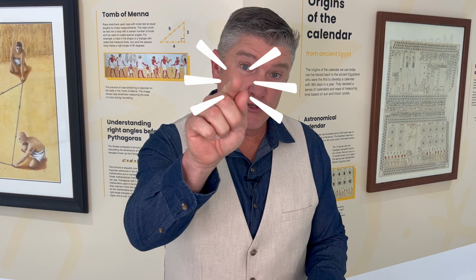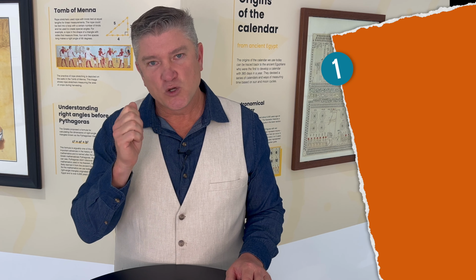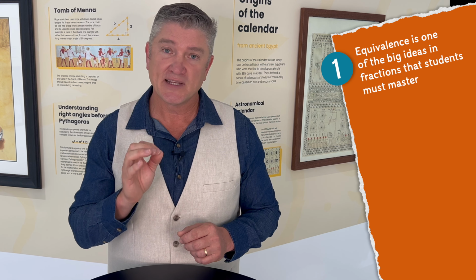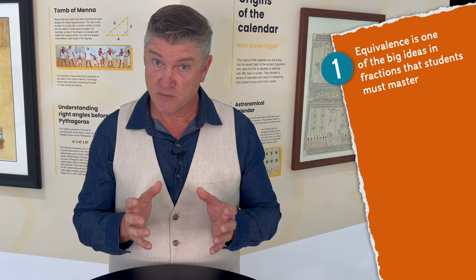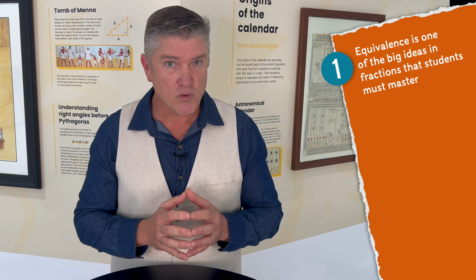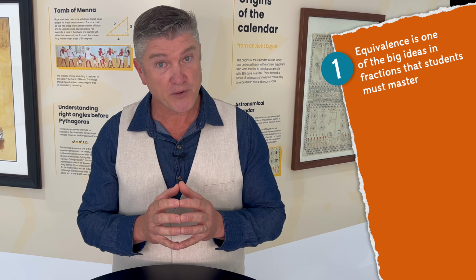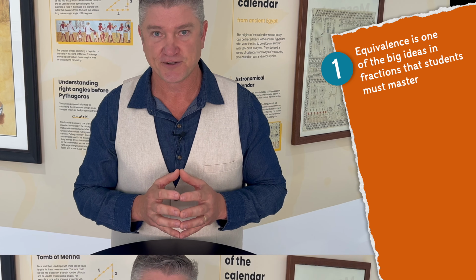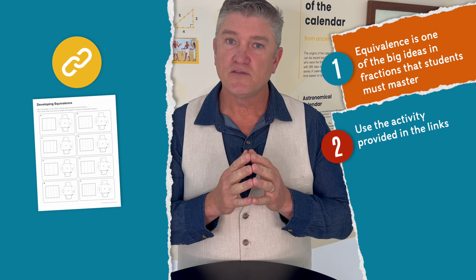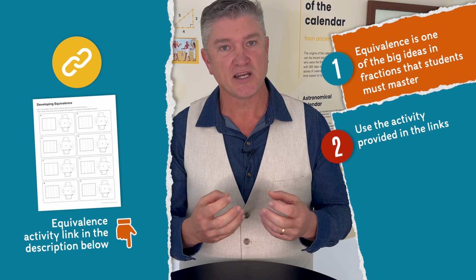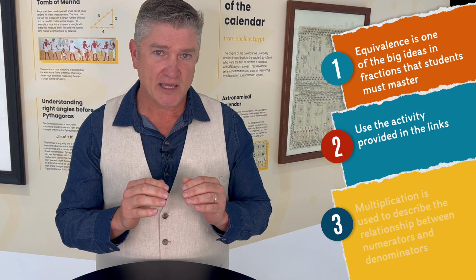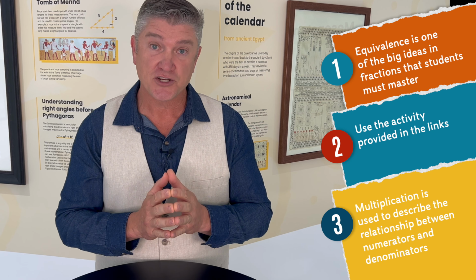And this is what I want you to do. 1. Remember that equivalence is one of those big ideas in fractions that your students or child simply need to master. And knowing divisibility rules and being able to find the highest common factor and lowest common multiple are prerequisites to finding equivalent fractions. And 2, use the activity I provided you in the links to give your students or child a conceptual understanding of equivalent fractions.